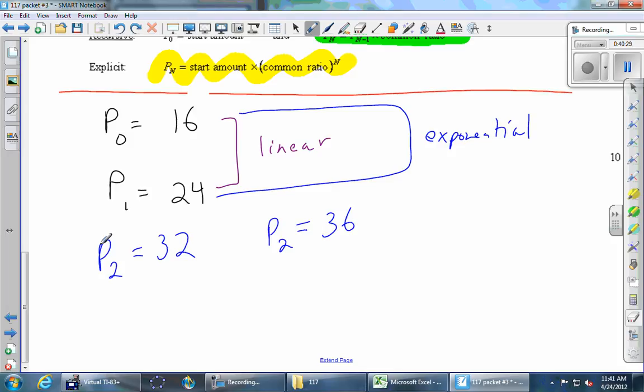Okay, now that we're saying that there's two different possibilities, let me ask you guys, first focus on linear. See if you can write down recursive formula and explicit formula for linear and use either of those formulas to find P10. So assume it's linear, write down recursive formulas, explicit formulas, and then find P10.